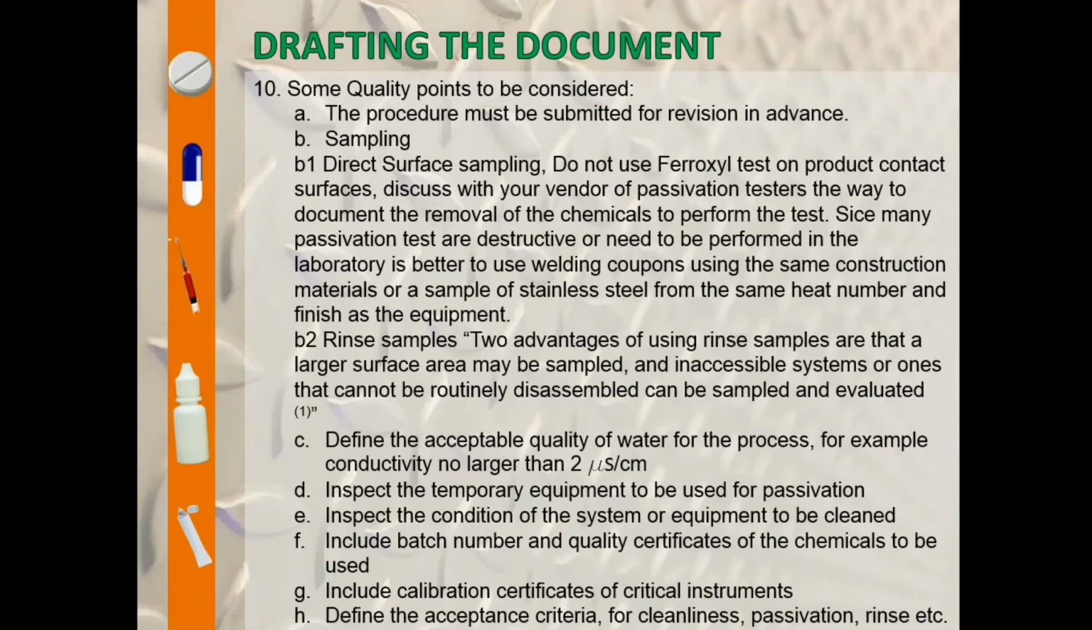Coupons must represent the worst-case scenario, like welds for new installation or metal with corrosion in all structures. Rinse samples or chemical samples represent all the areas in contact with, and are the best technique for equipment that cannot be disassembled easily. If we use rinse samples, make sure they are representative and not taken from a dead leg, and the sampling port is flushed previous to taking the sample.